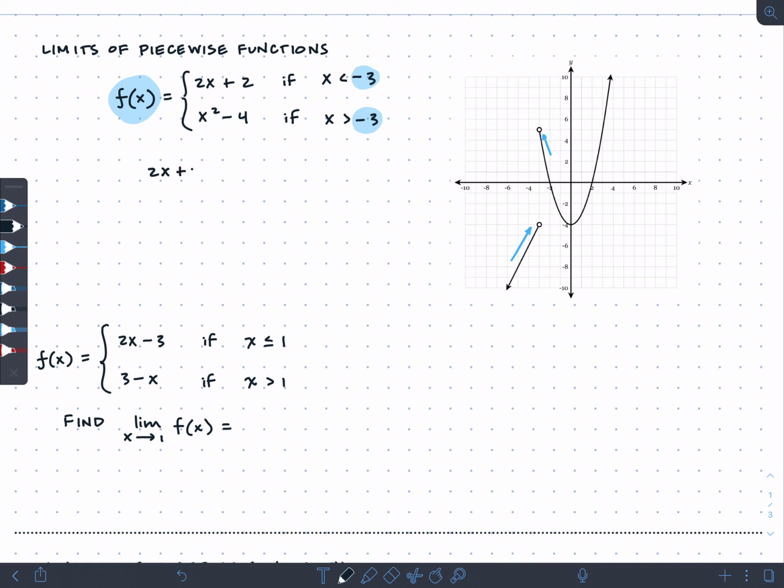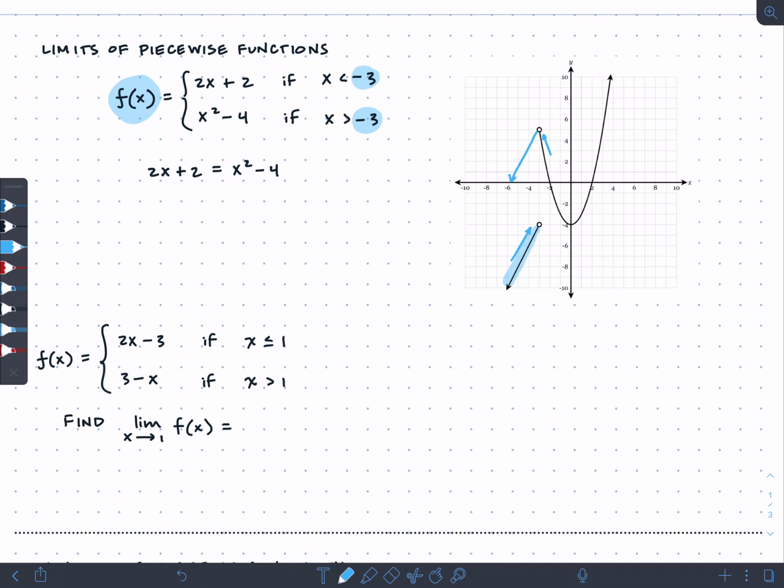2x plus 2 equals x squared minus 4. And we're setting them equal to each other because if those two pieces are equal to each other, then we know that the limit will exist. So for example, if this line here were scooted up so that it was instead here, we would say, oh yeah, it's continuous, even though they're two different pieces.